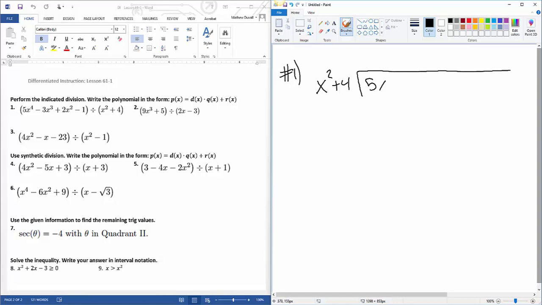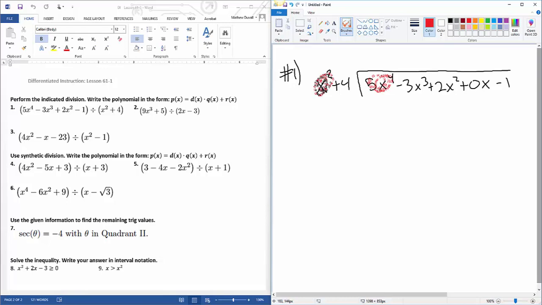The 5x to the 4th minus 3x to the 3rd plus 2x squared. Now notice I don't have an x, so I need to include a placeholder there. Whenever you don't have that given variable, you need to include the placeholder at that spot. And so the two leading terms, let's see how I want to do this.